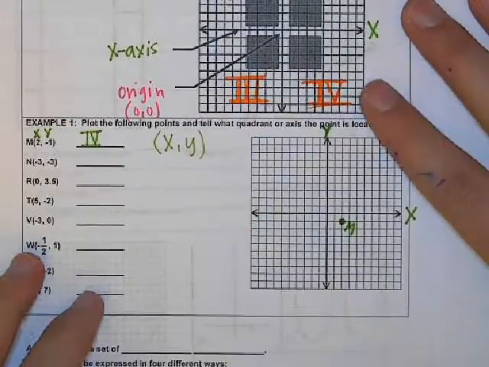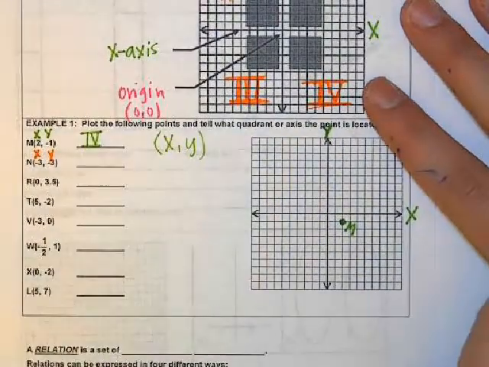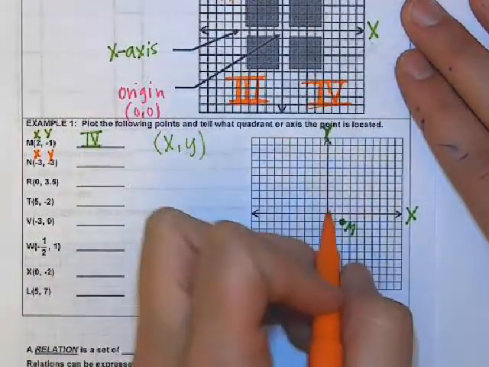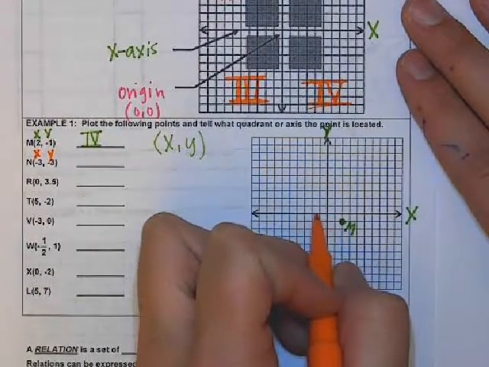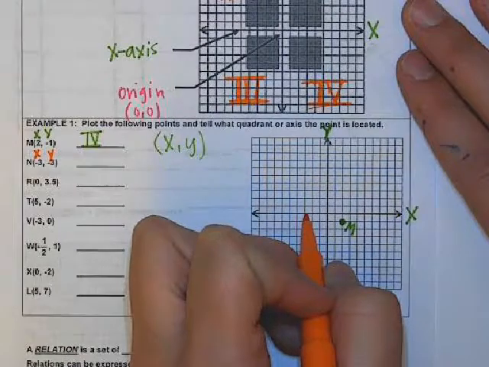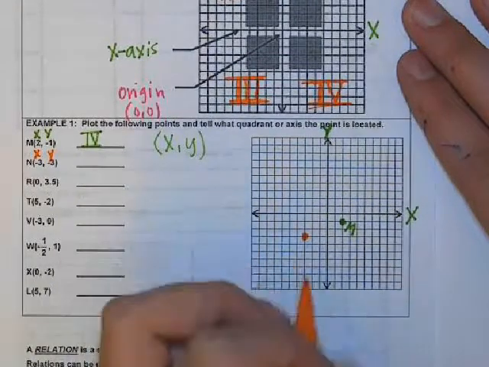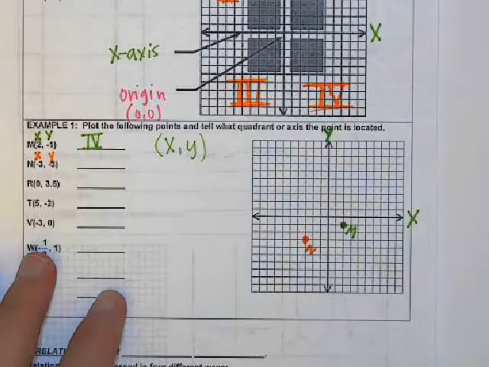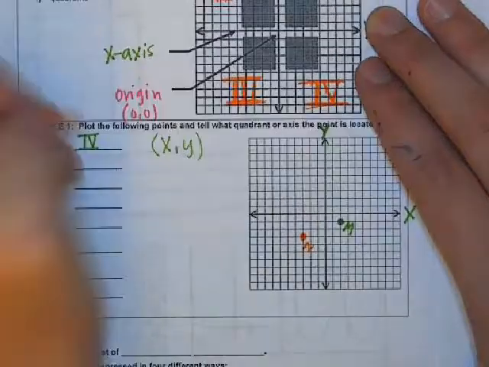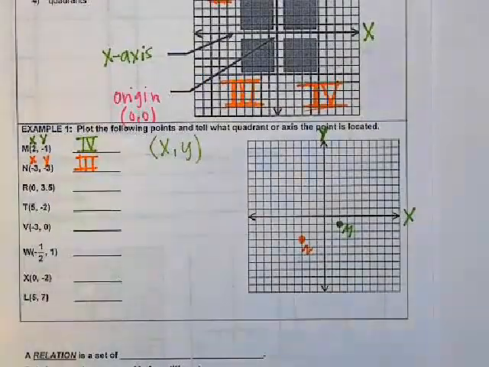Okay. Plot N. So then I've got x, y. Start with your x. I'm going to go -3 on the x, so I'm going to go backwards. 1, 2, 3. And then my y is -3, so I got to go down. 1, 2, 3. Put my dot. Label that N. And N is in what quadrant? The third. So 3 lines.